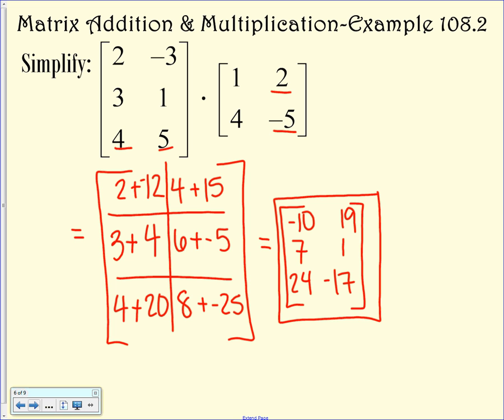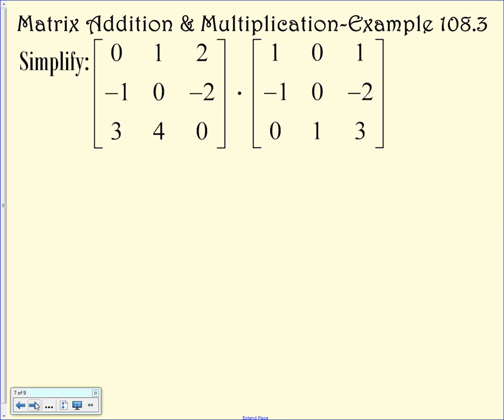So we're going to look at one more, but this time it's going to be a 3 by 3. You can always multiply a square matrix by a same-size square matrix. A 3 by 3 times a 3 by 3 is going to result in a 3 by 3 for your answer. Okay, so we're going to use the same concept on these.